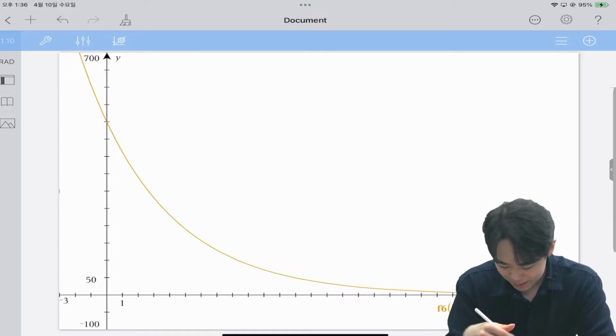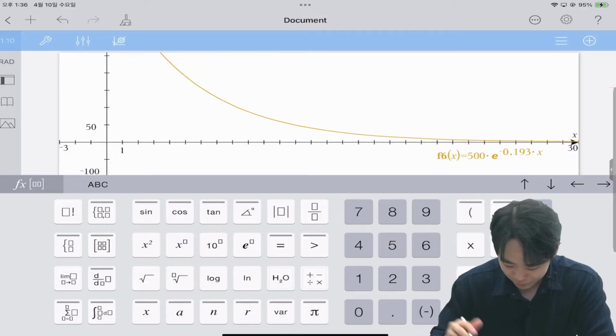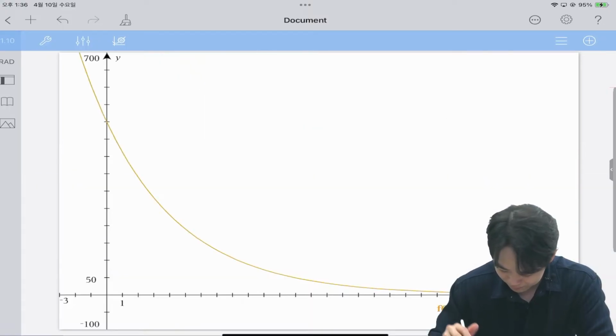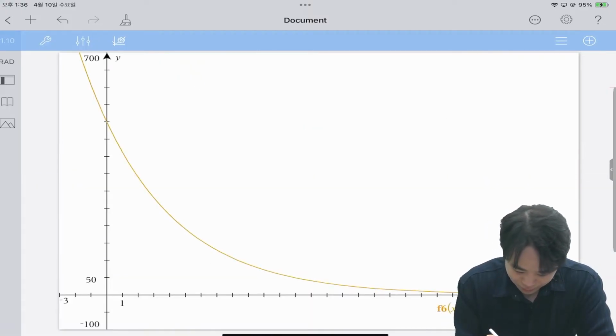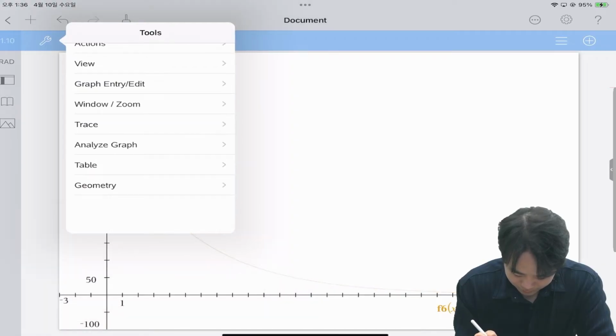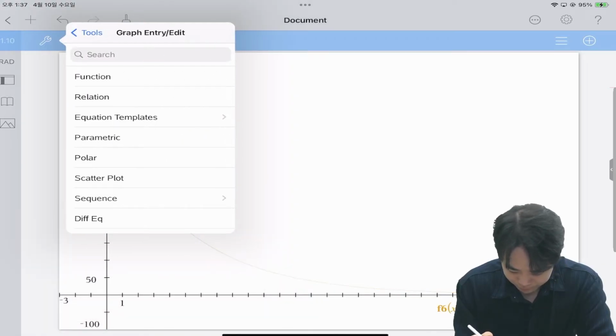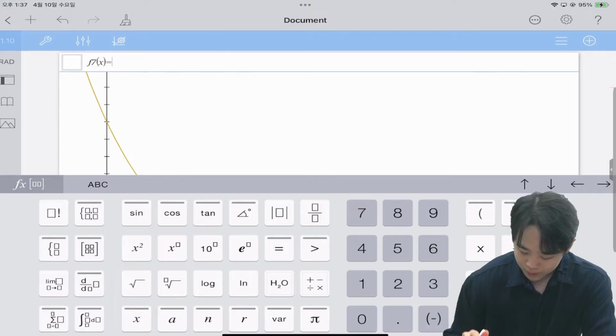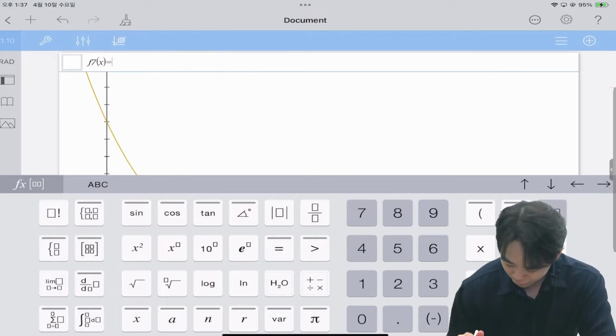So this is what the graph looks like. We start at 500 milligrams, and we're decaying over time, right? So let's also add another graph. Right? So I'm going to add another graph here. We want to look at when this reaches the level of 140. Right?